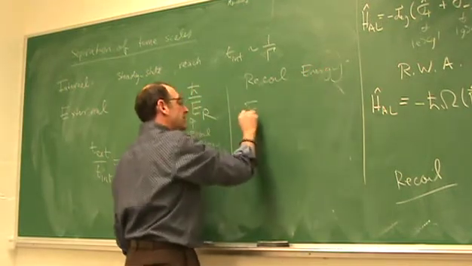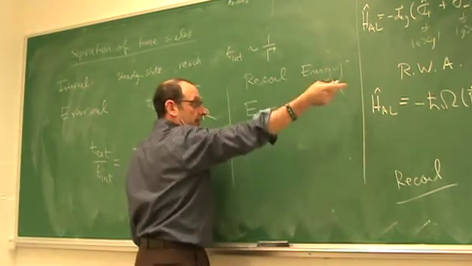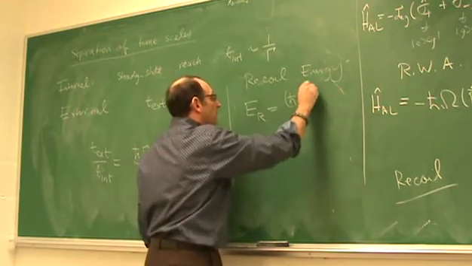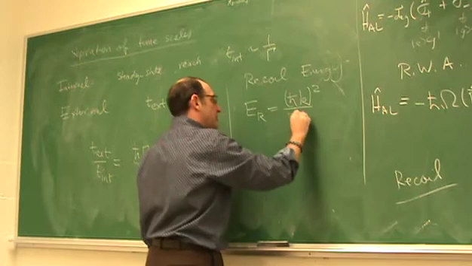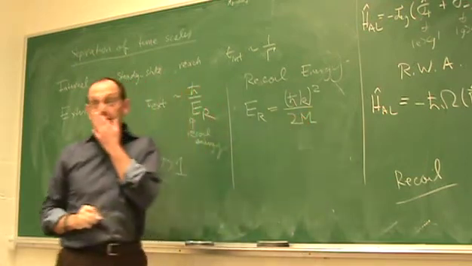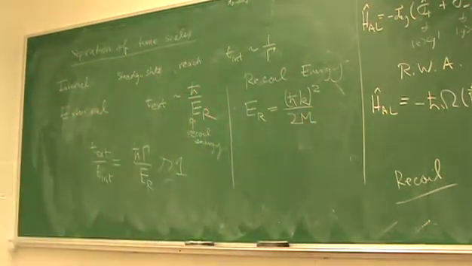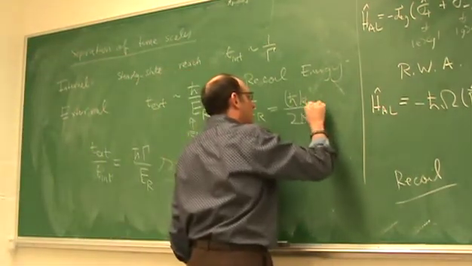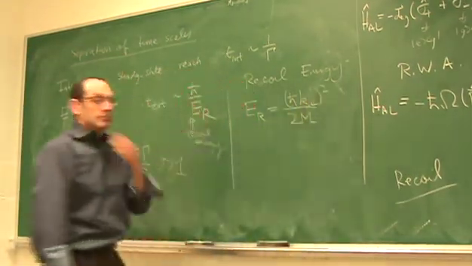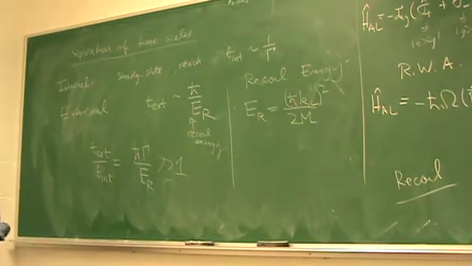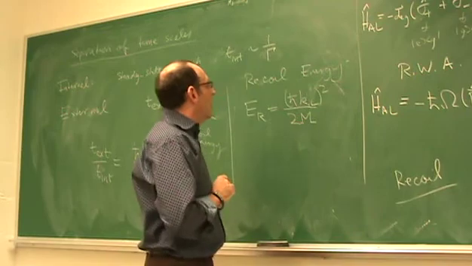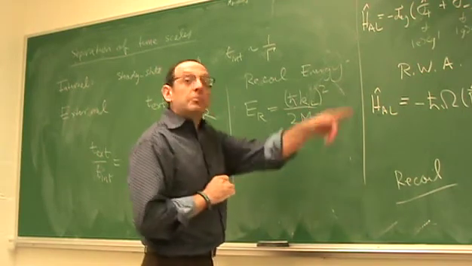Well, the recoil energy is defined as this energy scale that we just described, associated with atoms moving with that much momentum. That's the definition of the recoil energy. And k here is the laser wavelength, or wave number, excuse me. Okay, so again, we just have to plug that in.